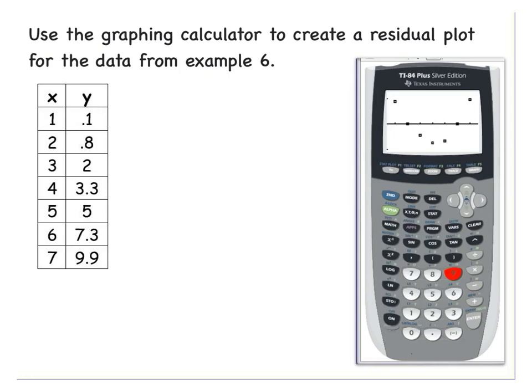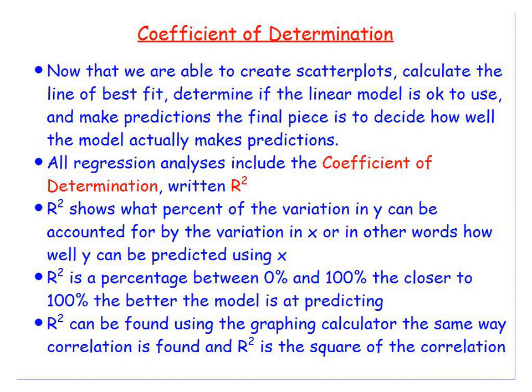Okay, and so when you're asked to do this in your classwork, you can use the calculator and then you can just sketch what the calculator shows you on paper. Now, there's one other thing that we need to talk about in this lesson, and that's what's called the coefficient of determination. Now that we are able to calculate scatter plots, calculate the line of best fit, and determine if that linear model is okay to use and make predictions with, the final piece is to decide how well the model actually makes the predictions.